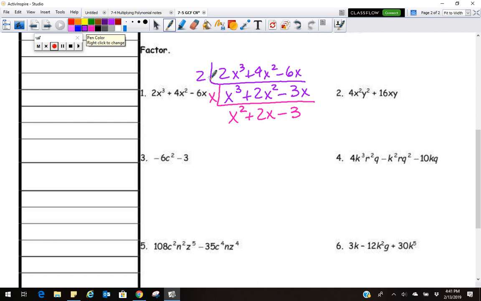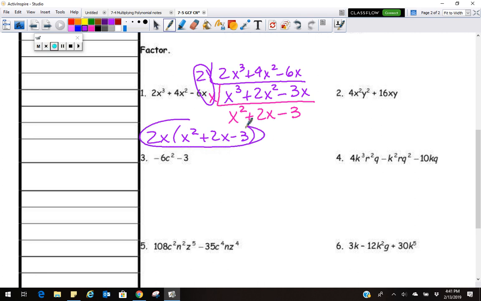So our answer would be this. This number on the side, that's our GCF. So that's 2x. Whatever I had left on the bottom of that box, I'm going to write in parentheses. So there's my answer: 2x times x squared plus 2x plus 3. If you multiply this back together, you should get the question you started with.